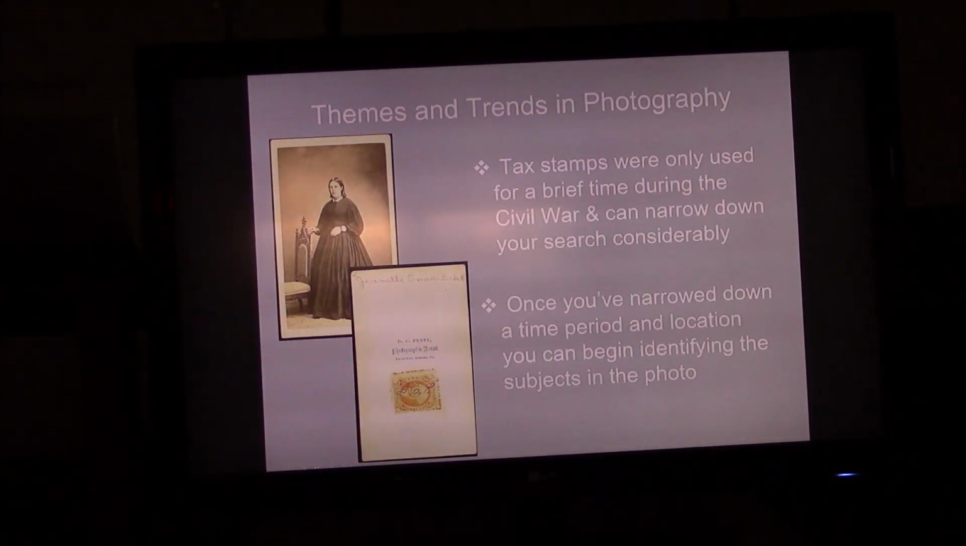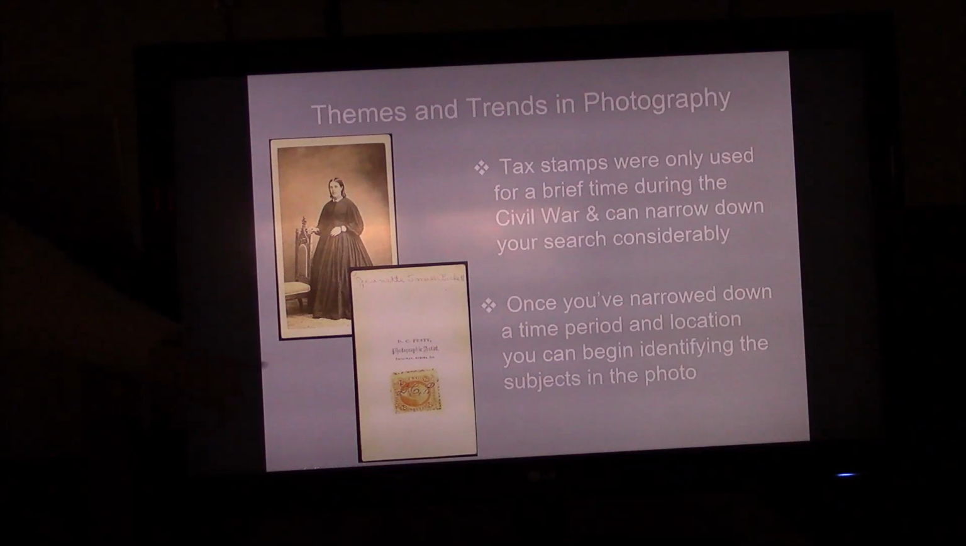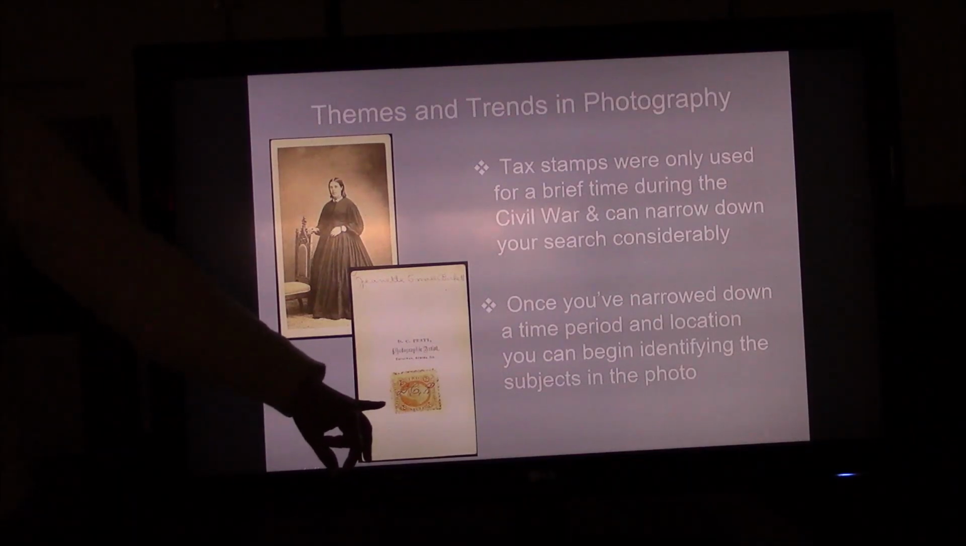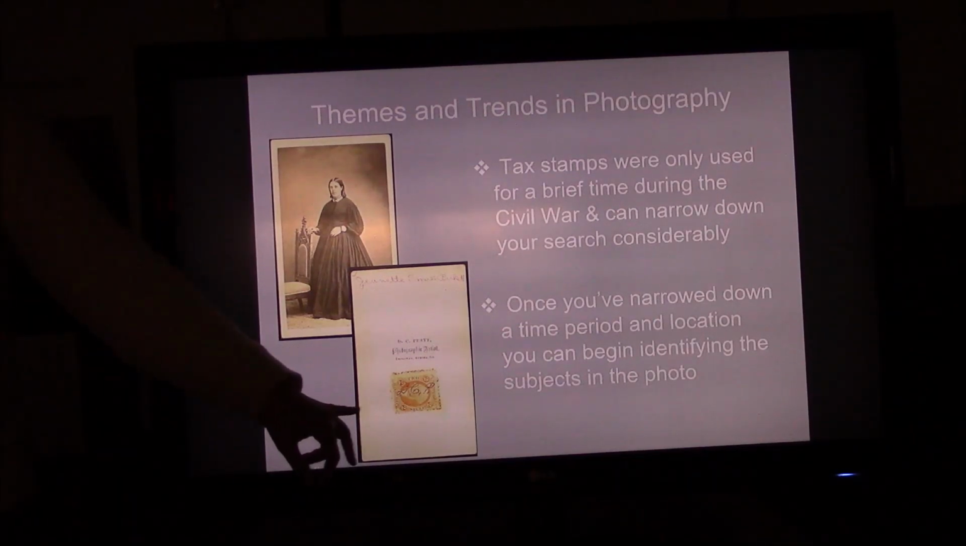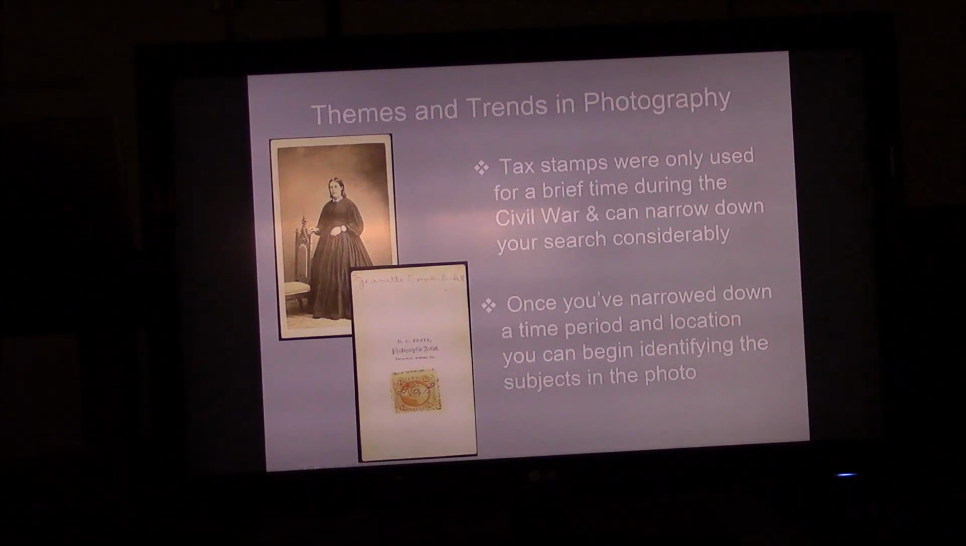How many of you have Civil War era photos that have tax stamps on the back of them? They almost look like postage stamps. If you are lucky enough that you have a photo from the Civil War era that has one of those tax stamps on it, they only did this for a little over 18 months during the Civil War. So from 1863 until the end of the war in July of 1865, the Union, in order to raise money to support the troops, started taxing people for luxury goods.